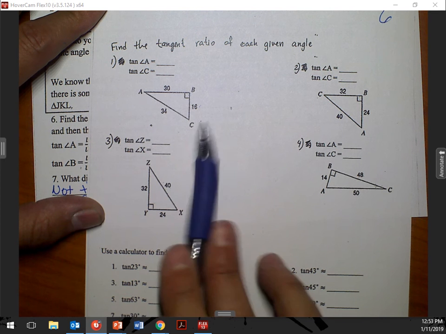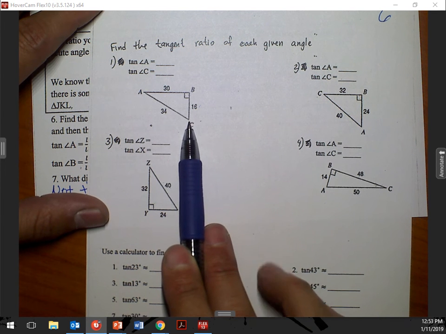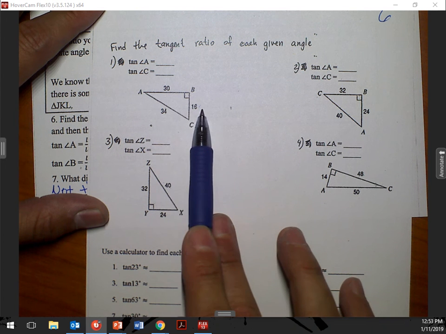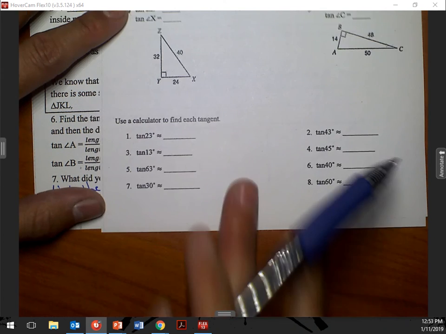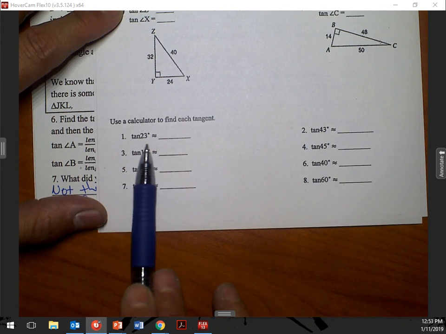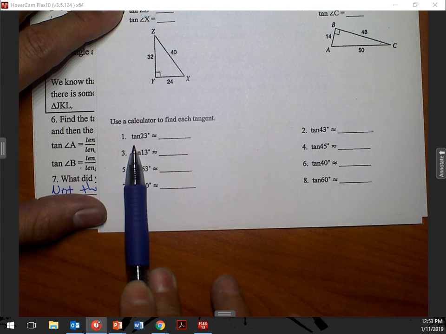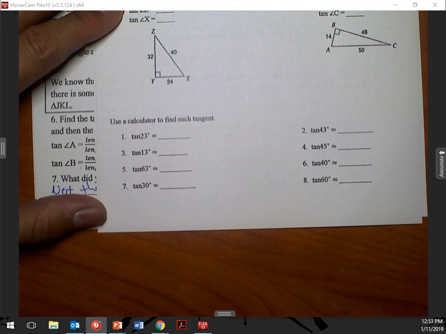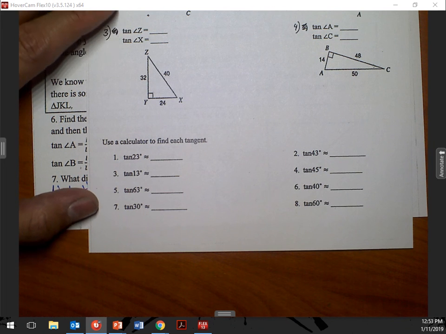Okay? Now how about from C? Which one's opposite? 30. And adjacent is? 16. Very good. Now for right here, let's look. Can I put these in my calculator? Yeah. Okay? You guys know what you're doing?